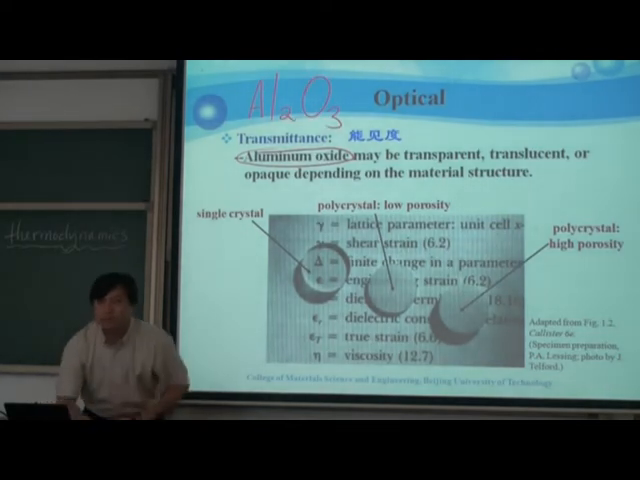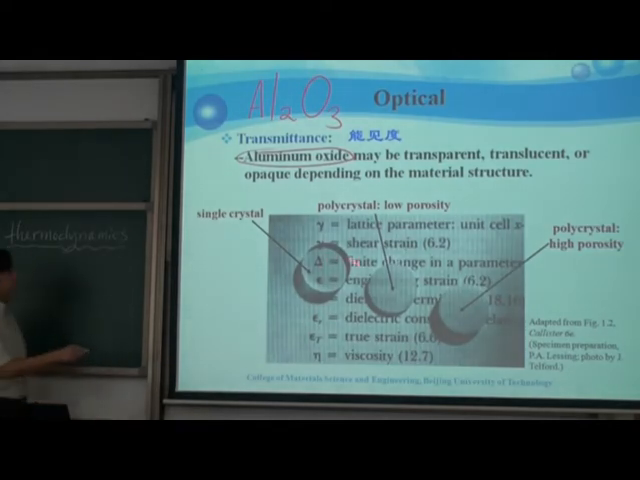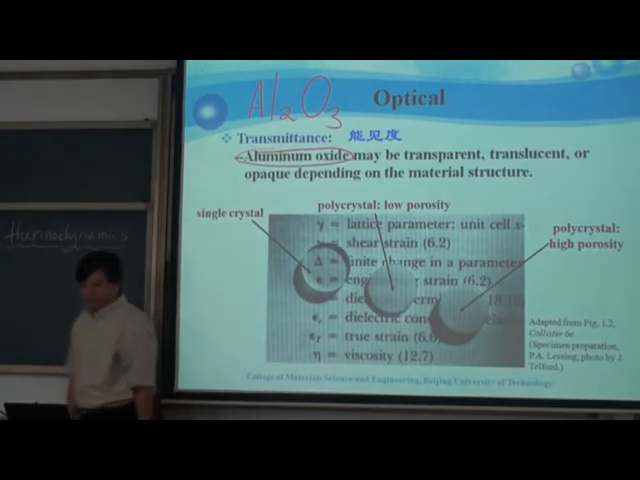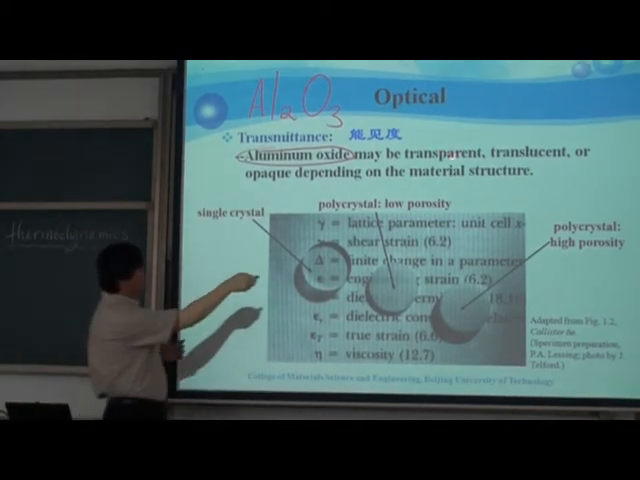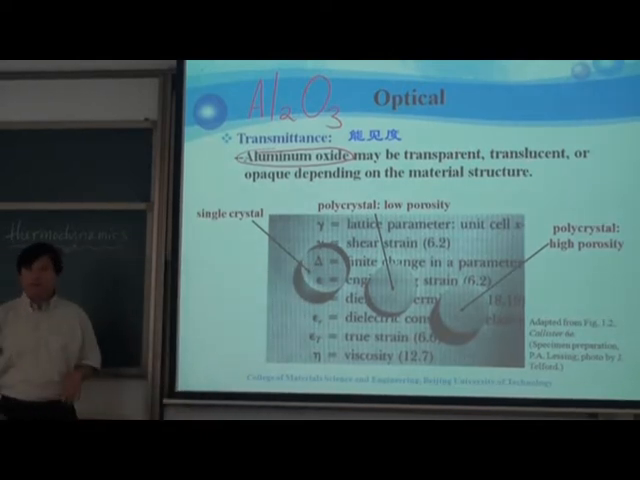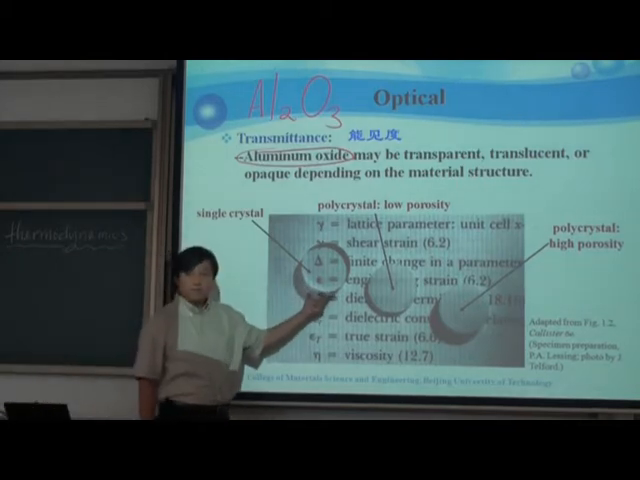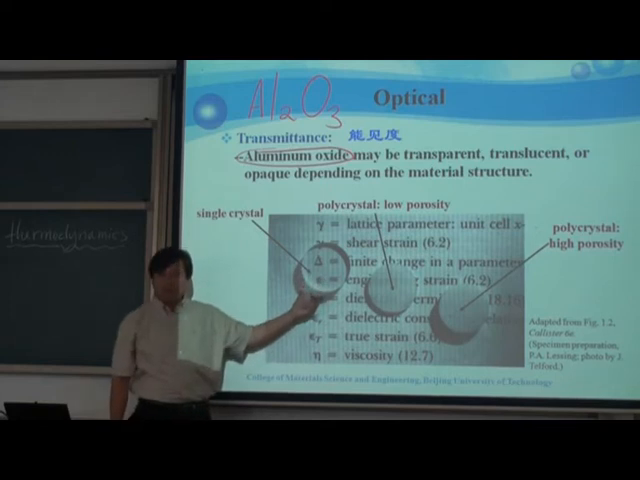203, right? This is aluminum oxide. Here we have 3 samples of aluminum oxide. It can be made either transparent, translucent, or opaque. What does this mean? From looking at here, this is transparent. You can see through, you can see the letters on the paper.